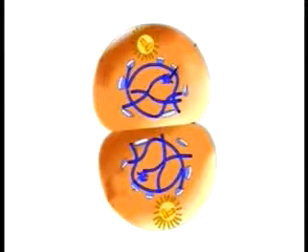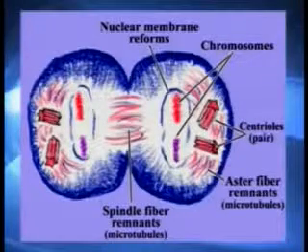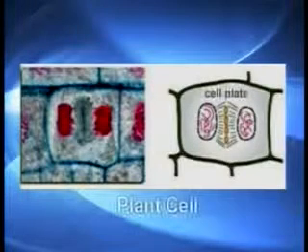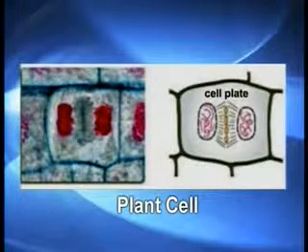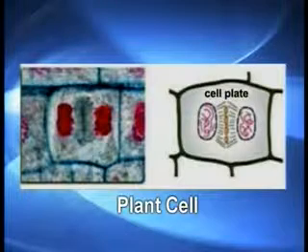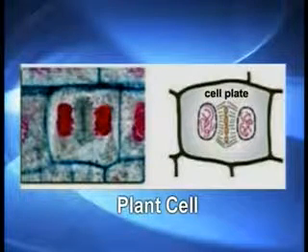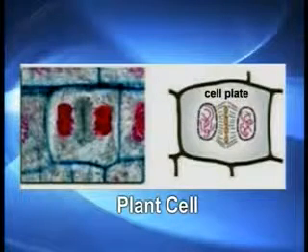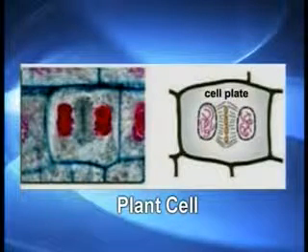Continued ATP hydrolysis causes this cleavage furrow to move inwards. Ingression continues until the cell is finally cleaved into two. In plant cells, due to the presence of a cell wall, cytokinesis is significantly different from that in animal cells. Rather than forming a contractile ring, plant cells construct a cell plate in the middle of the cell.